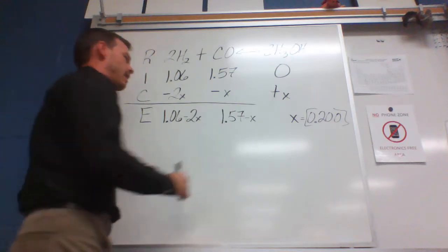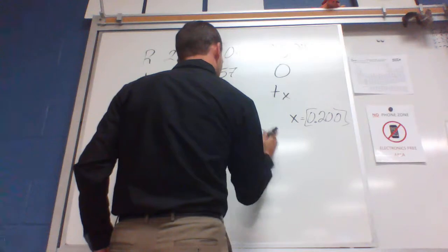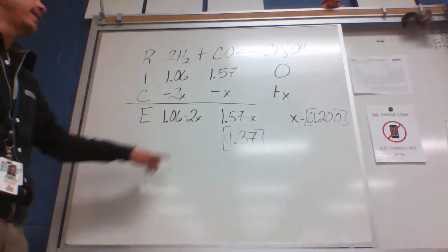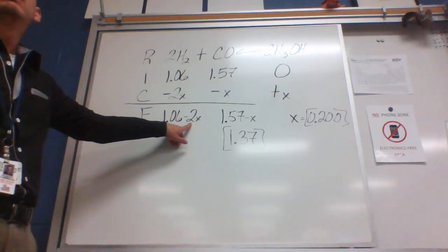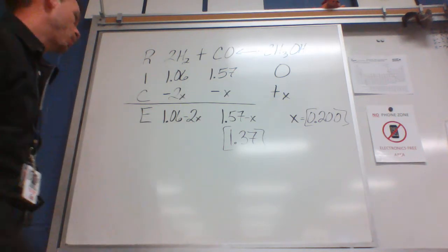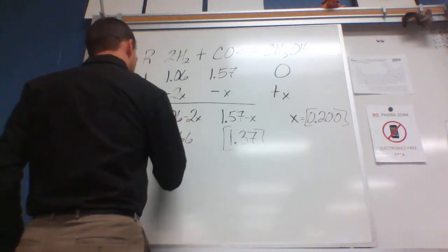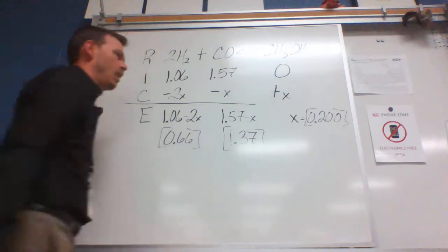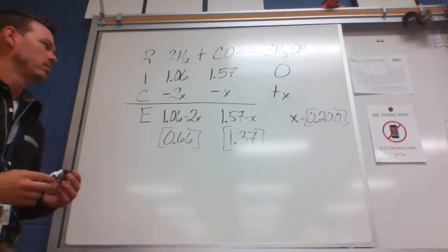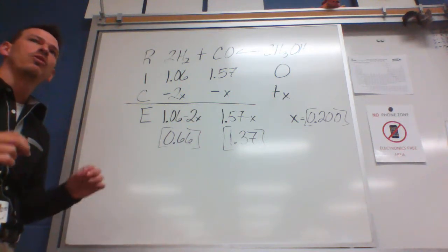1.57 minus x is going to be 1.37. 1.06 minus, hey, look there. What's that? Times 2. 2x. Be careful. It's going to be 0.66. Everybody see what I'm doing? Now, I've answered 2/3 of the question, all right?